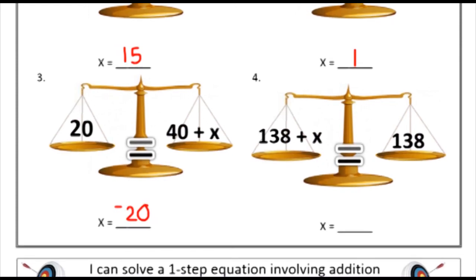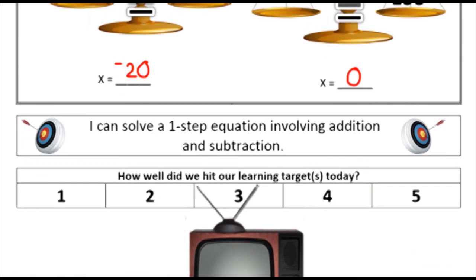138 plus what equals 138? Well, 138 plus 0 equals 138. To get the same value on both sides, I didn't need to do anything to balance it, so I can add 0. We just talked one-step equations involving addition, subtraction.